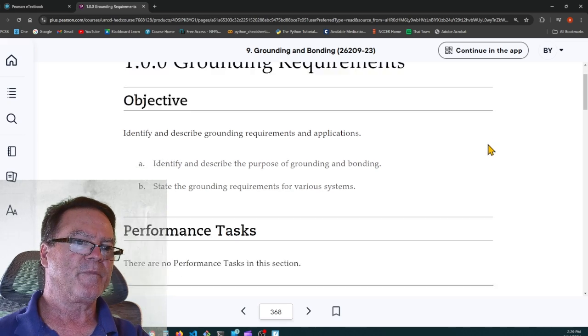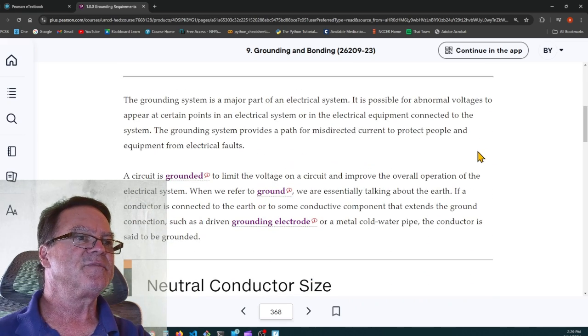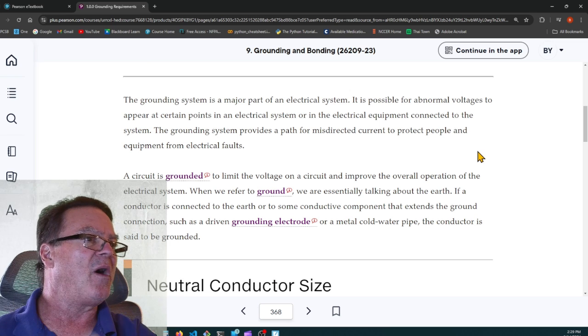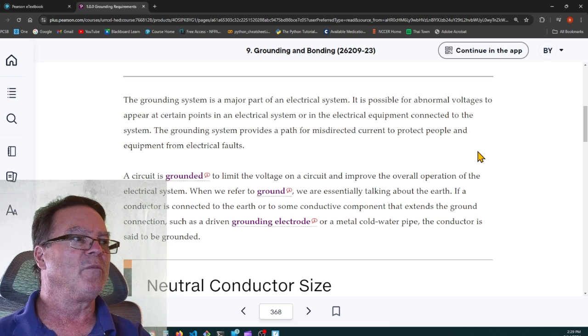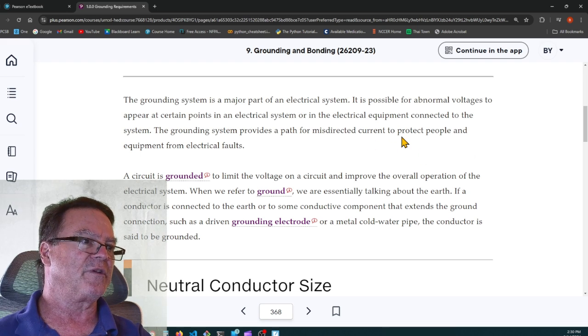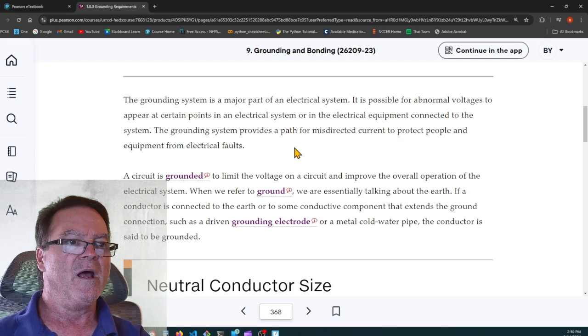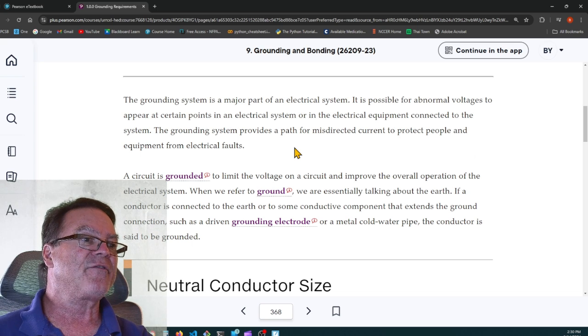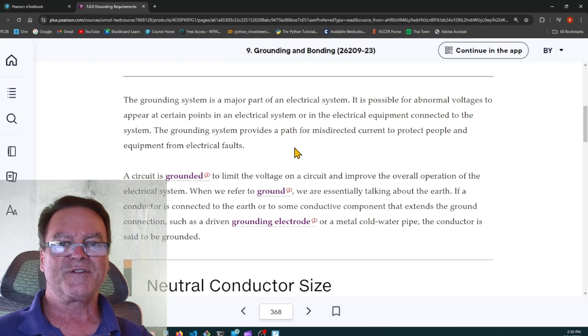Grounding requirements. The grounding system is a major part of the electrical system. It's possible for abnormal voltages to appear at certain points in an electrical system or on the electrical equipment connected to the system. The grounding system provides a path for misdirected current to protect people and equipment from electrical faults.